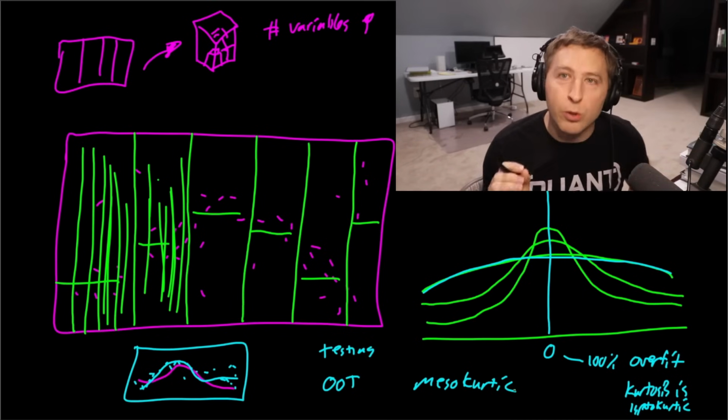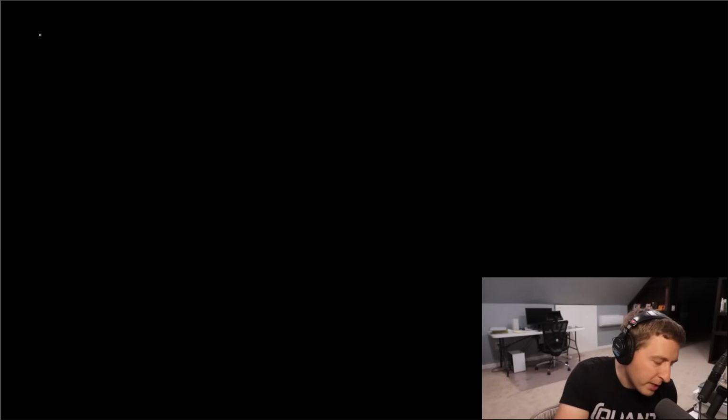Now, that doesn't mean how we use the metric here. So how do we actually use this metric here? Because I'm not saying you fudge the model until you hit 3. You hit mesokurtic, right? That's not the goal here. The goal is going to be a few different use cases. One is going to be model comparison.